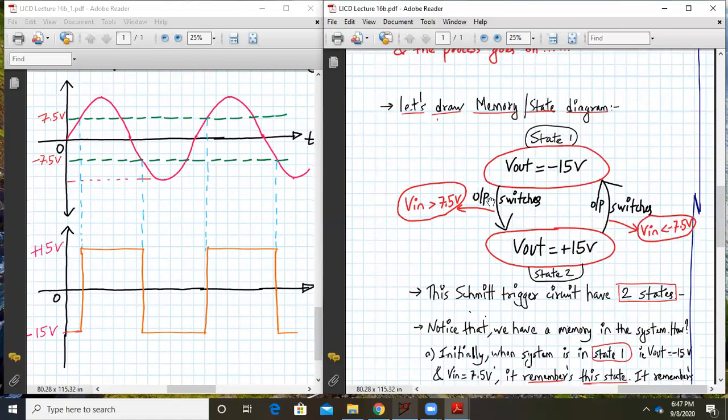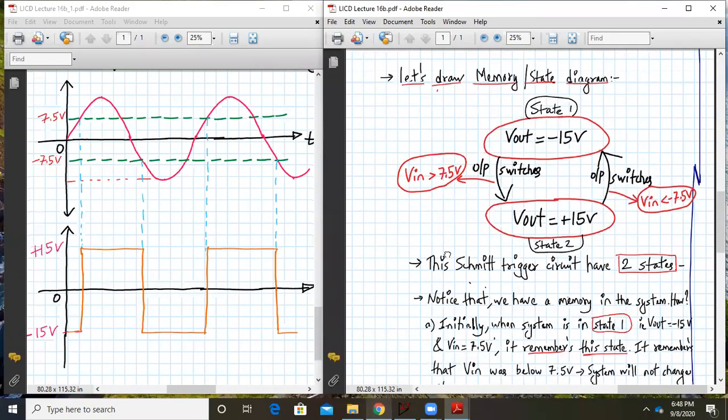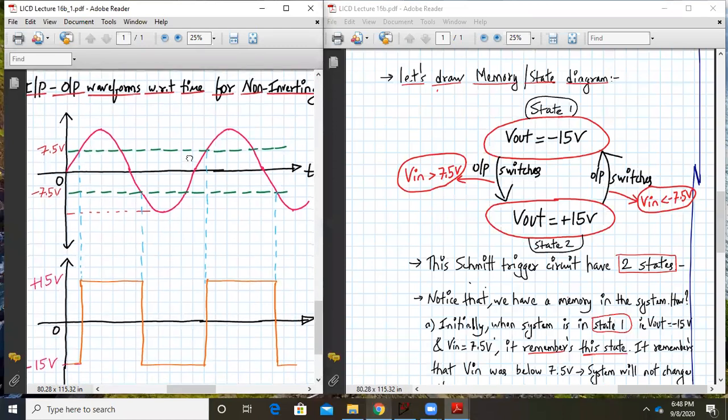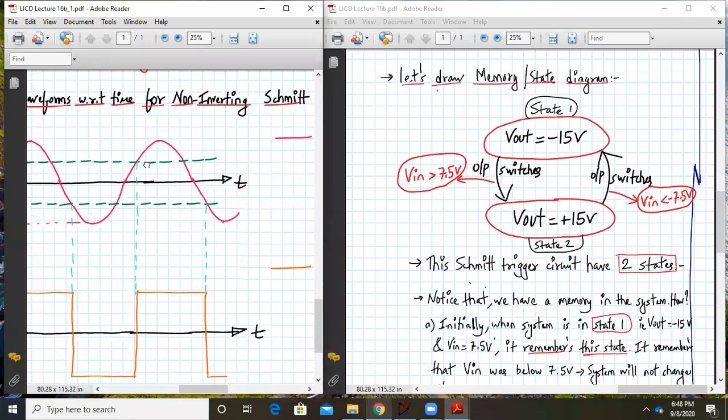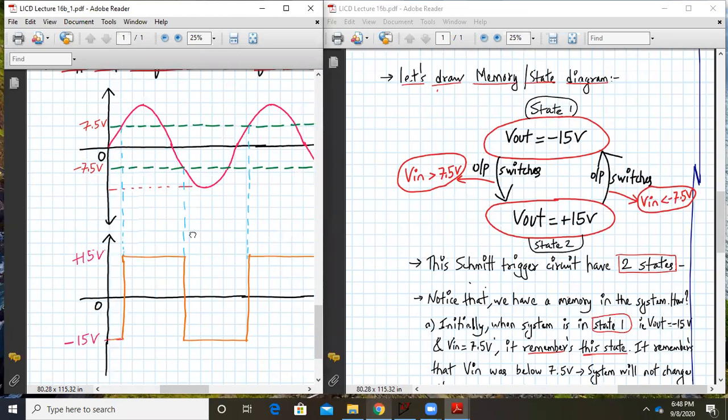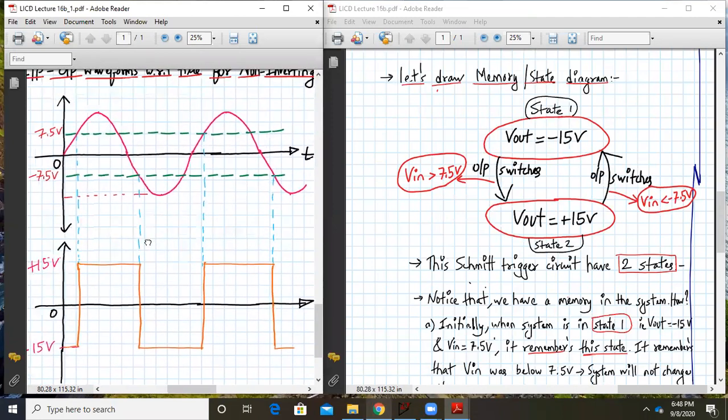Why the 7.5? You'll get more clarity. And whenever the output will switch from state 1 to state 2 when input is greater than 7.5, and if I want to go from plus 15 output to minus 15, the input has to be lesser than minus 7.5 volts. Okay, so this is the scenario. So basically let us concentrate on this input output waveform with respect to time for a non-inverting Schmitt trigger. So I'll explain how that 7.5 has come.